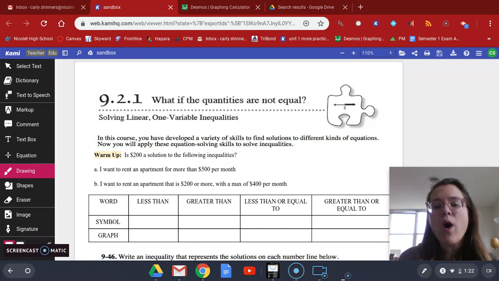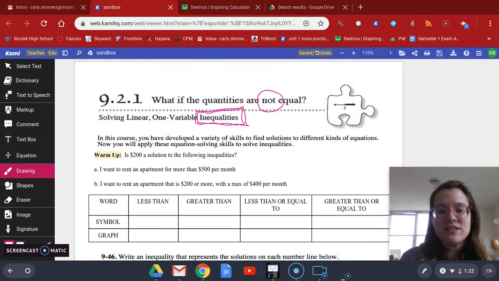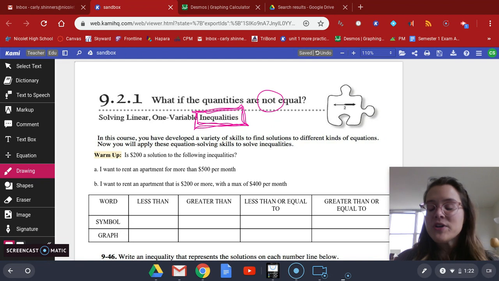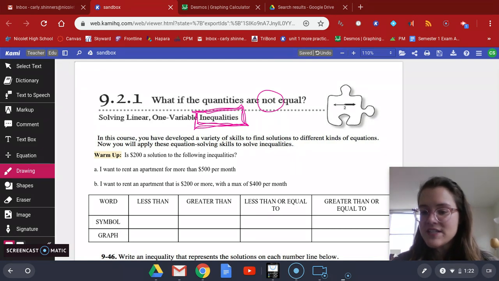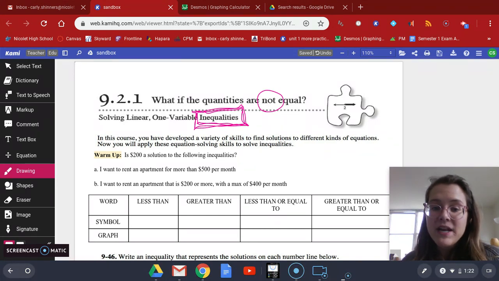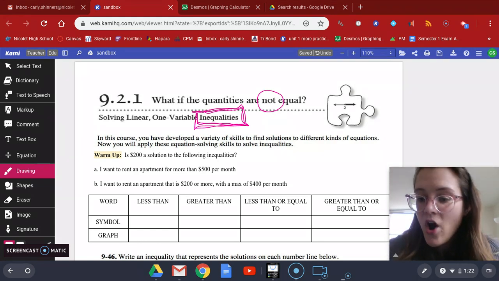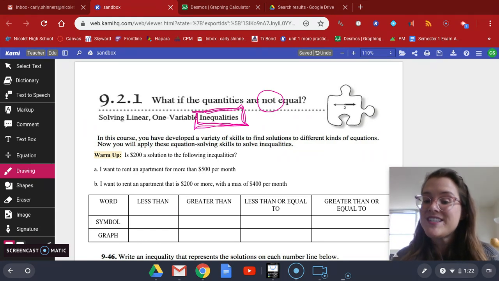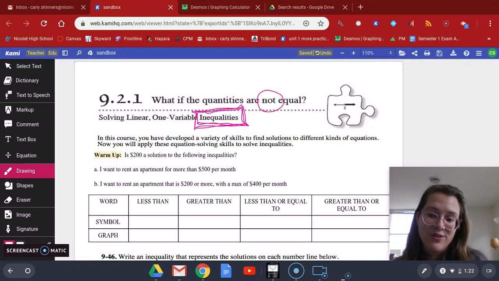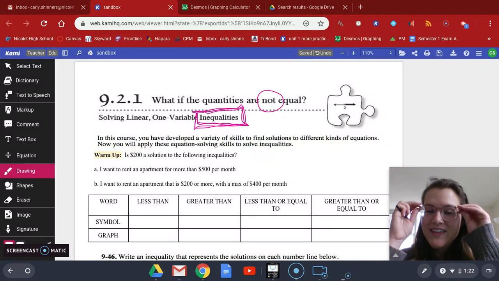9.2.1, what if the quantities are not equal? So we are focusing on inequalities for the next couple weeks here, which is exciting. We haven't quite talked about these yet in Algebra 1. Maybe you've seen these in a previous math course. Maybe you haven't. But inequalities are cool because instead of having just one solution, we will typically have solution sets. So a range of values that make an inequality true. So I really like these.